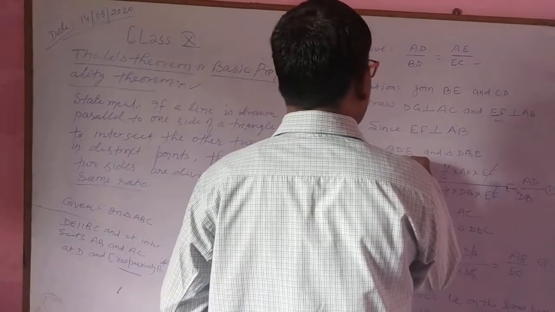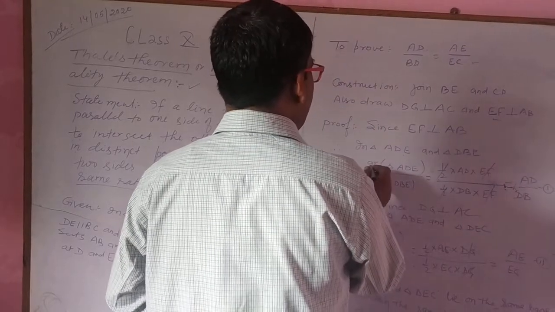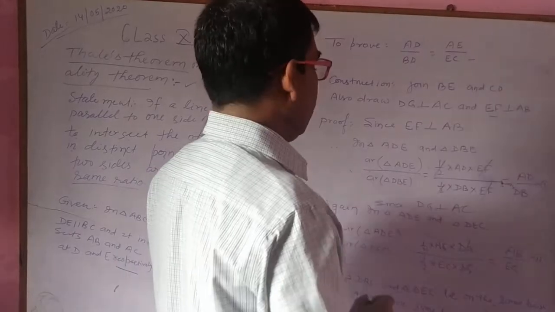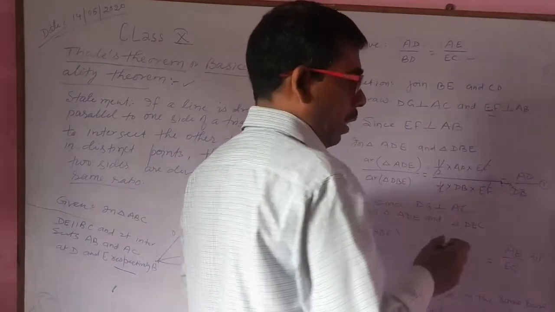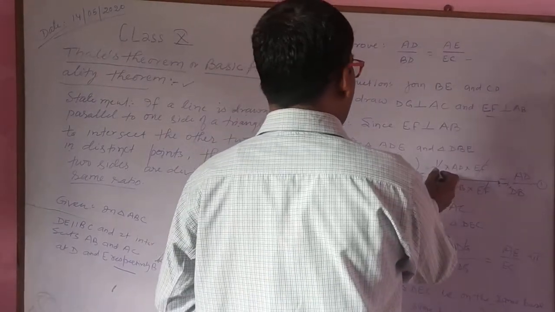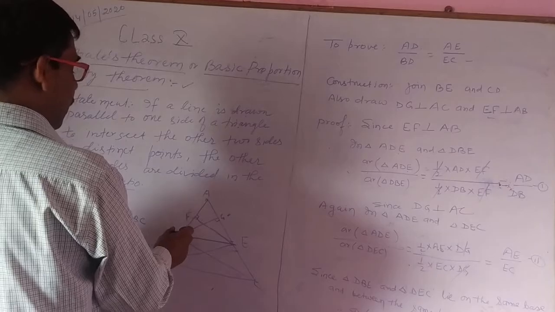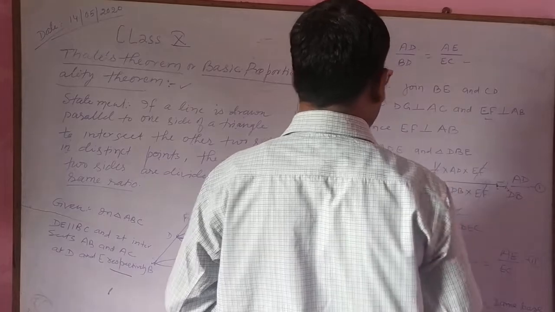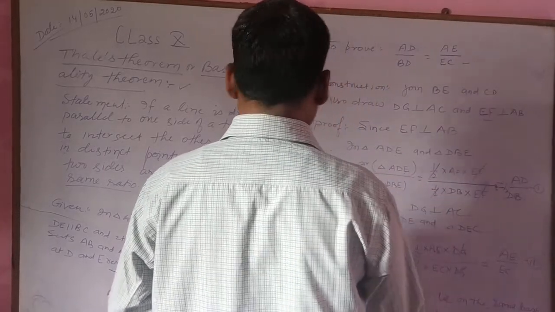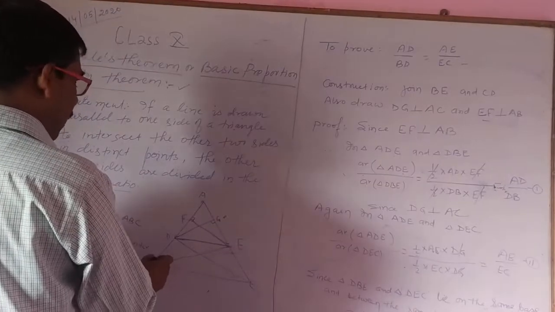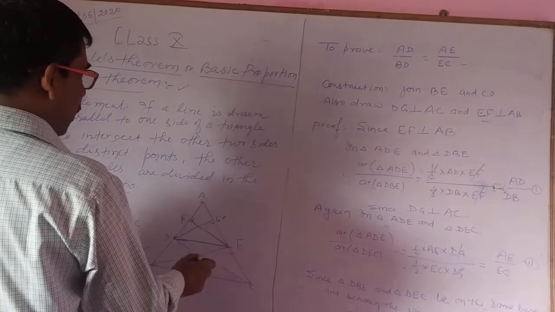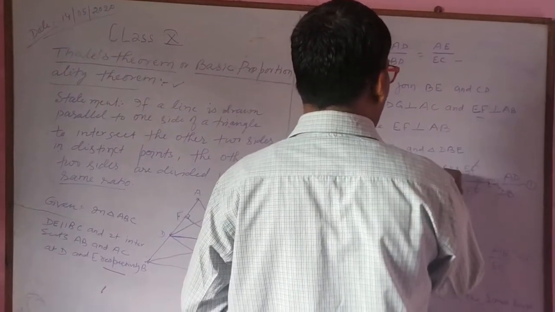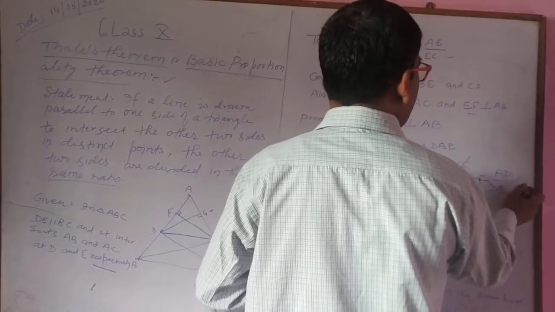Therefore, in triangles ADE and DBE, we can write area of triangle ADE by area of triangle DBE equal to half into base into height by half into base into height. Therefore, half into base AD in triangle ADE and its altitude EF, by, in triangle DBE, half into DB into its altitude EF. EF cancels, half cancels, then remaining AD by DB, equation number 1.